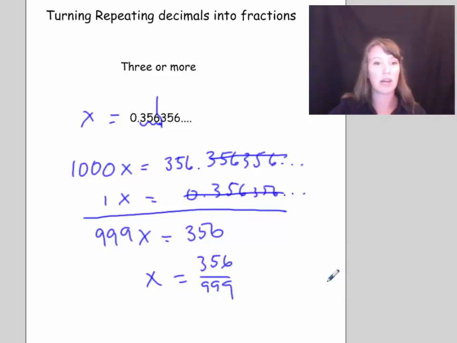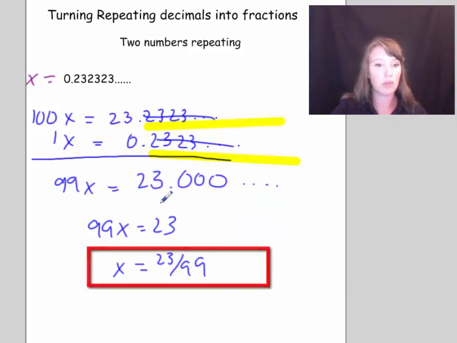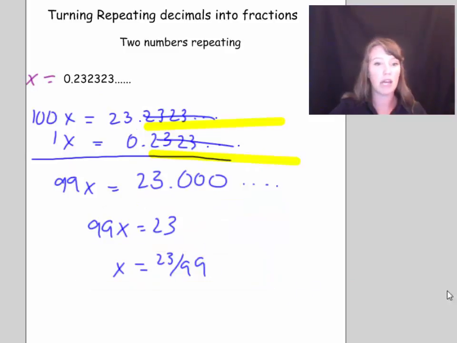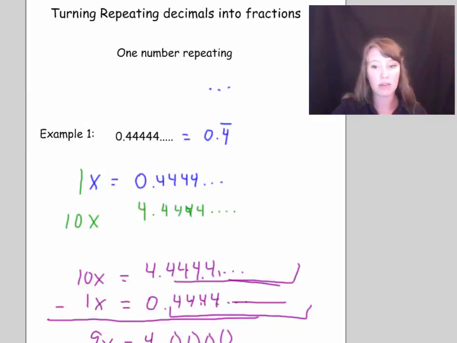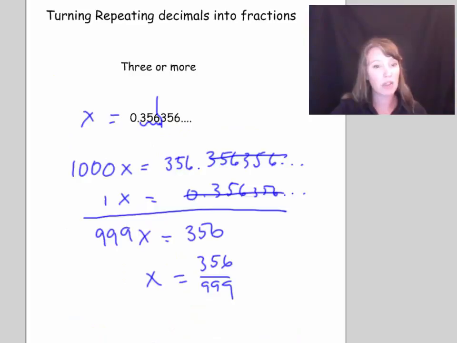So what you'll notice here is that if 3 numbers repeat, it's going to be over 999. If 2 numbers repeat, it's going to be over 99. And if 1 number repeats, it's going to be over 9. Okay, so that's your pattern here.